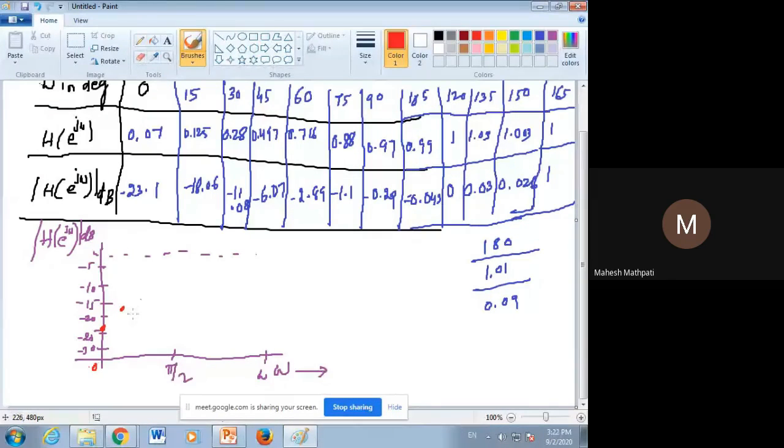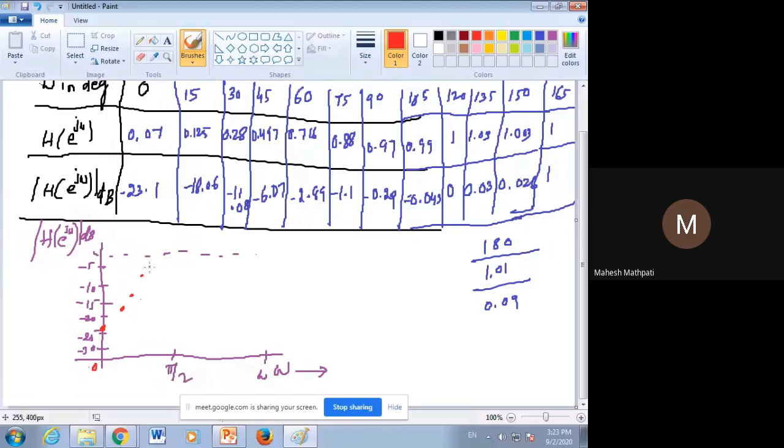Then next at 30, what is the value I am having? At 30 it is 11, so let us take it is at 30, 11. So here somewhere I will get the value. Okay, so this is at 30. Then again at 45, what is the value I'm having? Minus 2. So somewhere here the value will come. Okay, then again at 60, what is the value? Sorry, it is minus 6. So somewhere here it will come. Then again minus 2 here somewhere I will get.